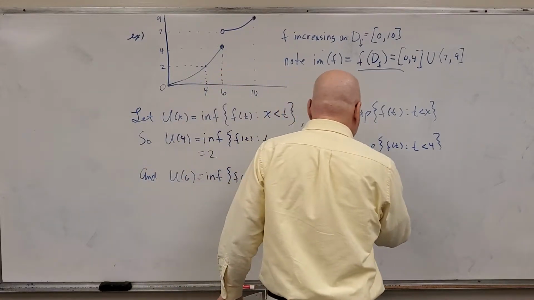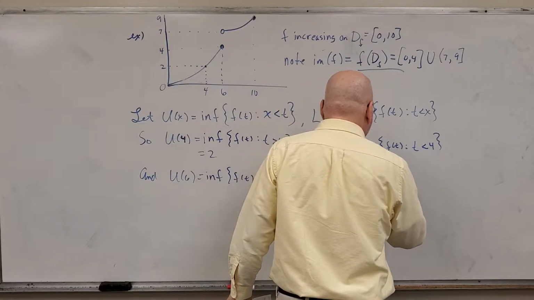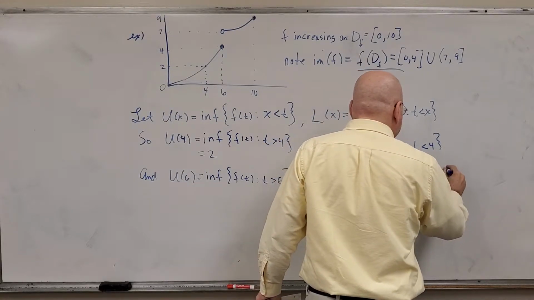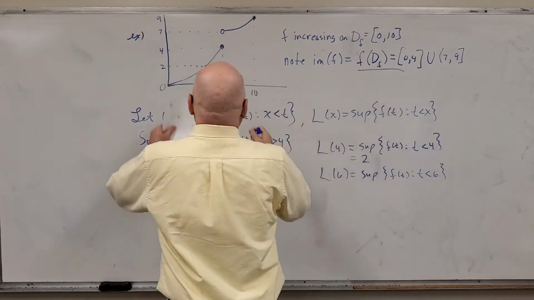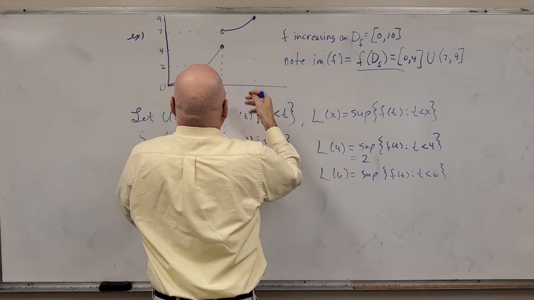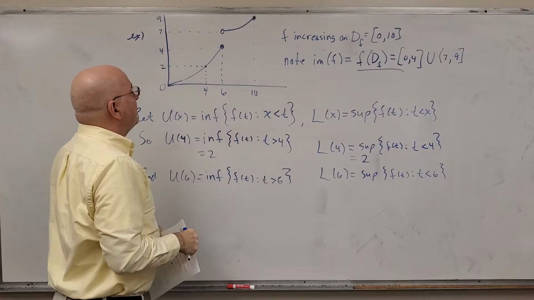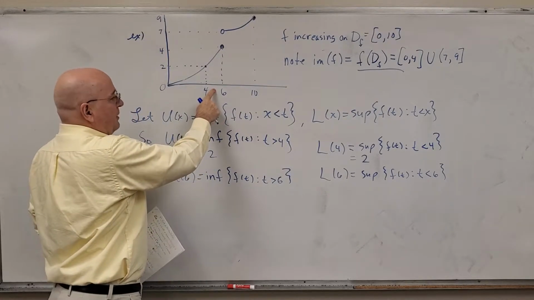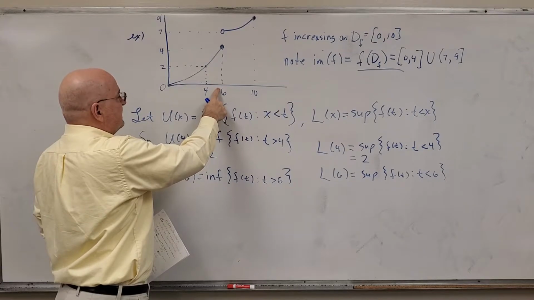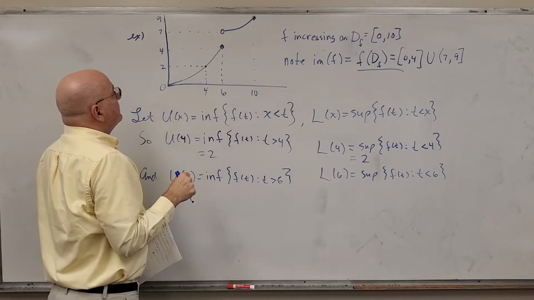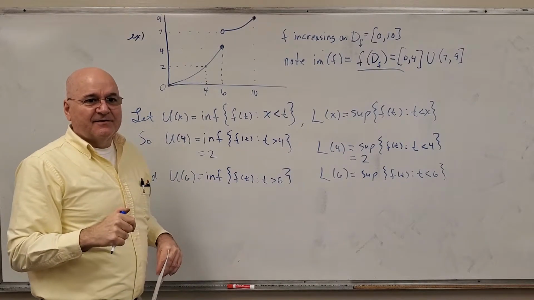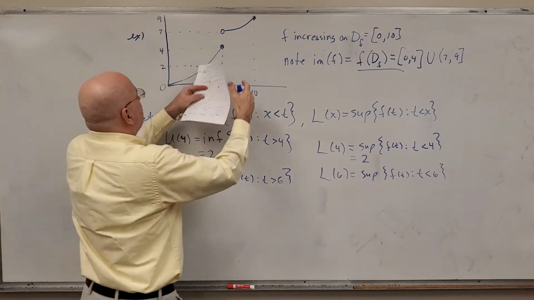And L of 6 is going to be the supremum of f of t, where t is less than 6. So we're looking at the left and the right of 6. If we look to the left of it, for all values less than 6, what is the supremum of all of the f of t's if t is less than 6? What is that? 4. Yeah.